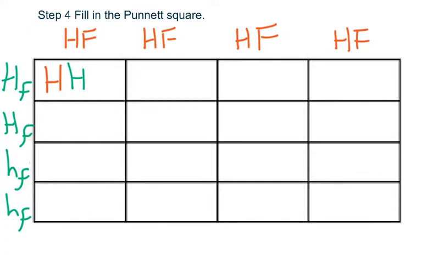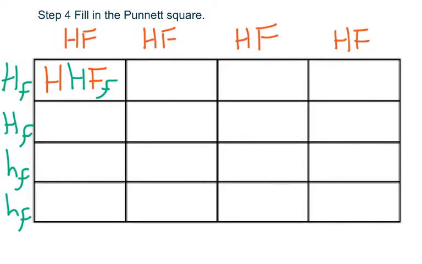Remember, I put it in 2 different colors so that you could see which one's coming from mom and which one's coming from dad. Then I'm going to bring down the F, and I put the capital F first to show the law of dominance. And then I'm going to bring over the lowercase f. Okay, so that would be the first parent.